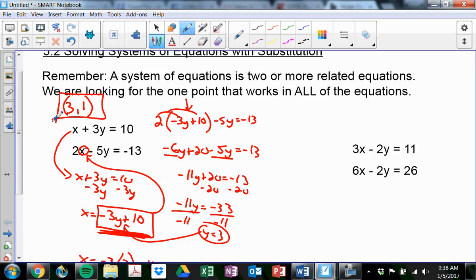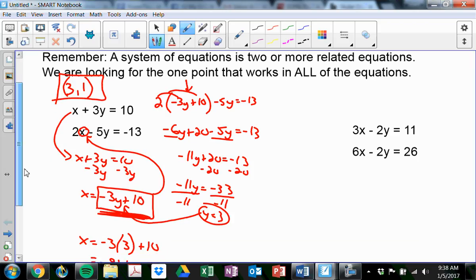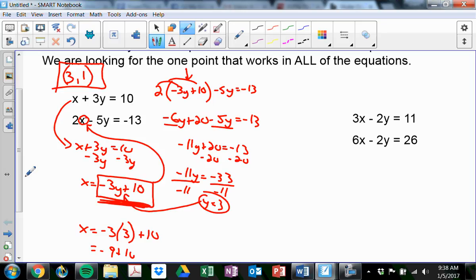Point 3, 1 works in both of these equations. And I could check that fairly simply. Just plug 3 in for x and 1 in for y. I get 3 plus 3 equals 6. Oh, I have it backwards. It's the point 1, 3, not 3, 1. X is 1, y is 3.